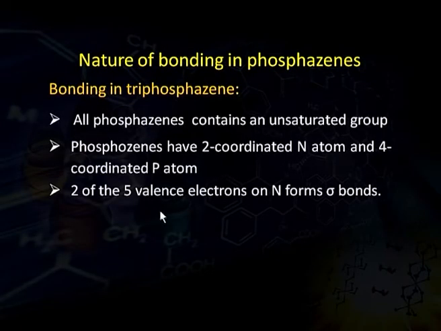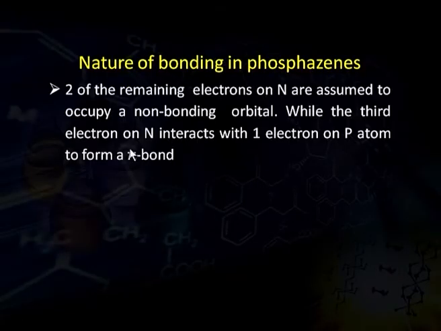2 of the 5 valence electrons on nitrogen form sigma bonds. Both nitrogen and phosphorus have 5 valence electrons. In the case of nitrogen, 2 of the 5 valence electrons form sigma bonds, and in the case of phosphorus, 4 of the 5 valence electrons form sigma bonds. Therefore, 3 electrons on nitrogen and 1 electron on phosphorus are left. 2 of the remaining electrons on nitrogen are assumed to occupy a non-bonding orbital, while the third electron on nitrogen interacts with 1 electron on phosphorus to form a pi bond.